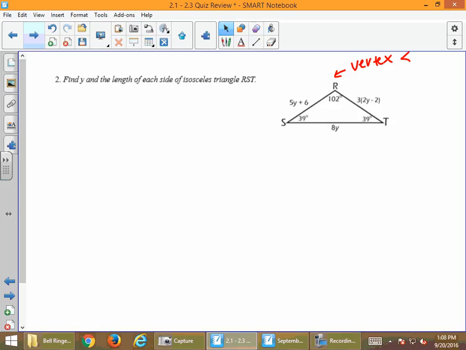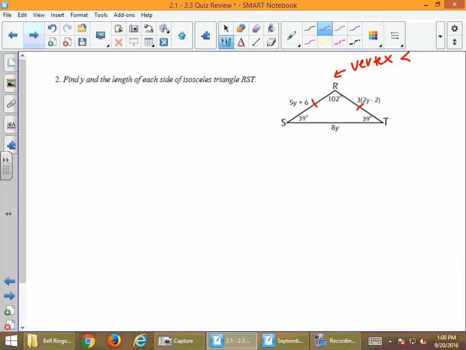All right. So 2 says find y and the length of each side of the isosceles triangle. Well, it tells you it's an isosceles triangle for one reason. What does it mean to be an isosceles triangle? Two sides are the same. The two sides that are holding up the vertex angle are the two sides. So what do I notice about this 5y plus 6? And then that 3 times quantity 2y minus 2. What do I know about their measures? They're the same. So I can say those are the same.